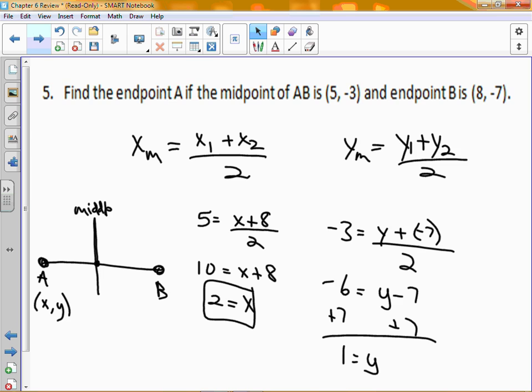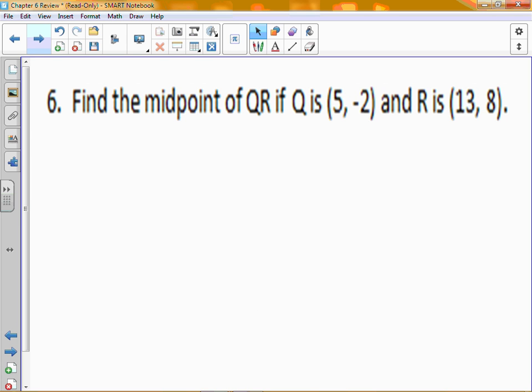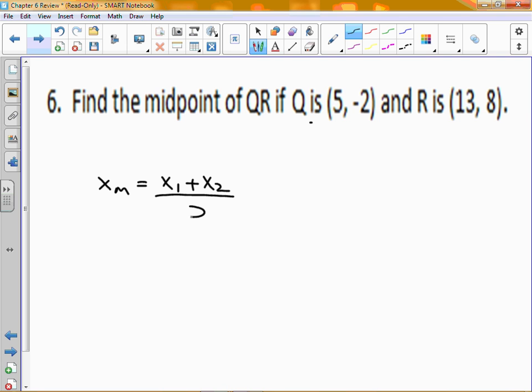5, worked out on there. 6. Look, it says if the midpoint of QR is 5, negative 2. So the point that's in the middle, guys, the midpoint formula is x1 plus x2 divided by 2, and it's telling us the midpoint is 5. So that 5 is the middle, plus 13 divided by 2. Okay, so to solve this, that's 10 equals x1 plus 13, so x equals negative 3.